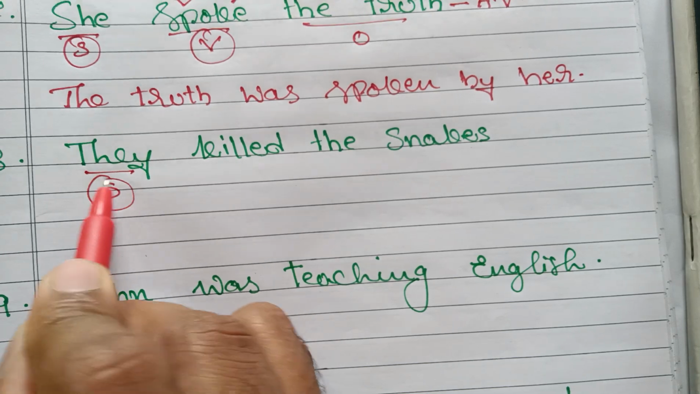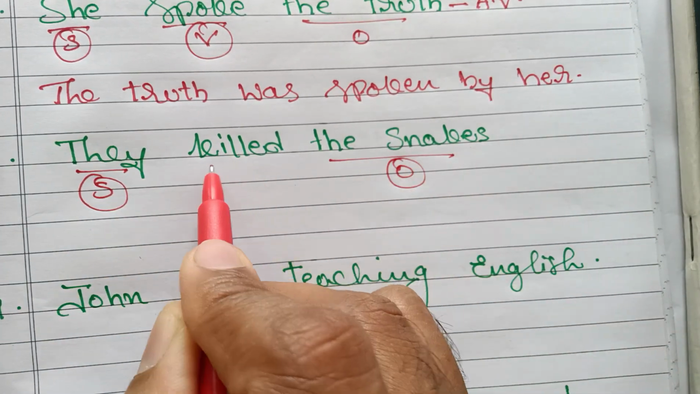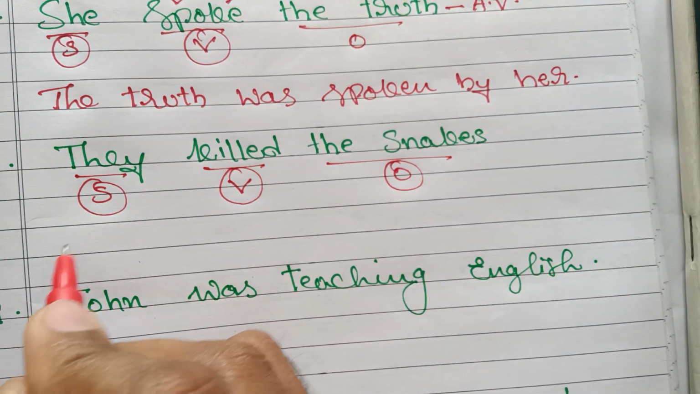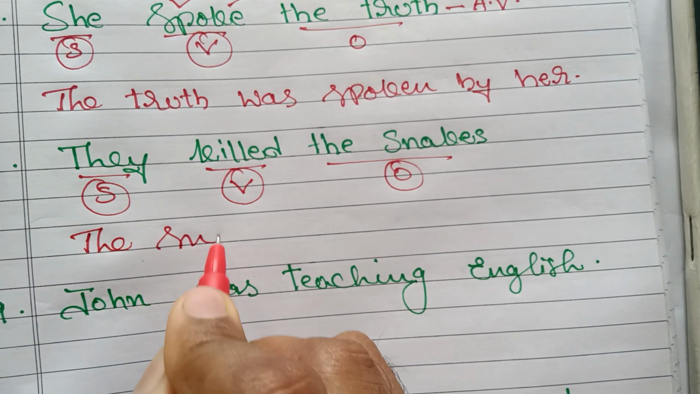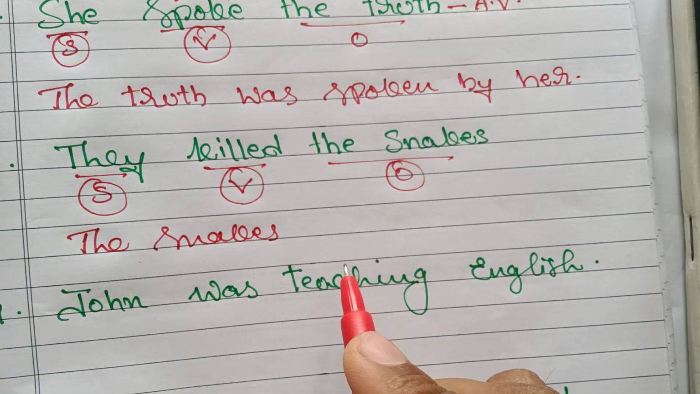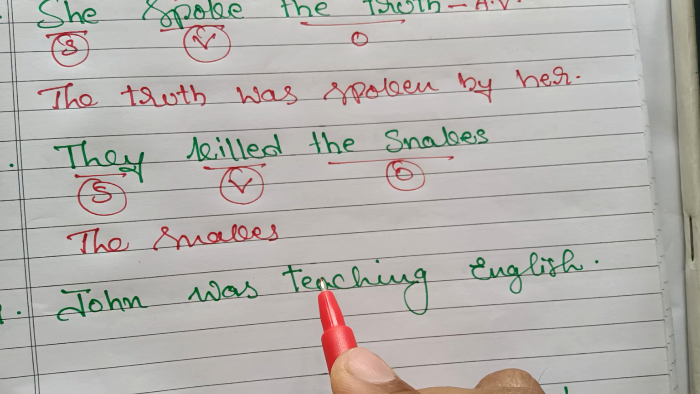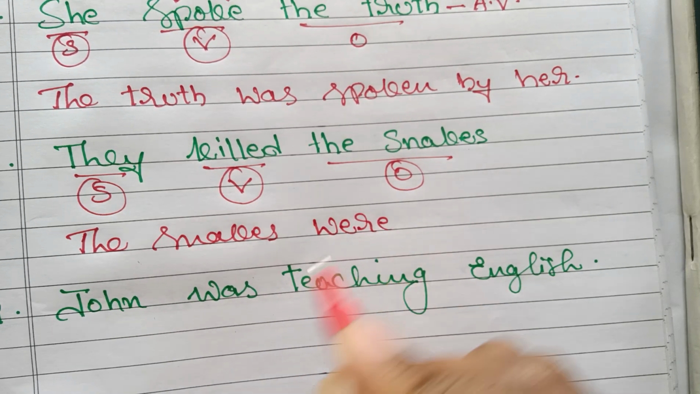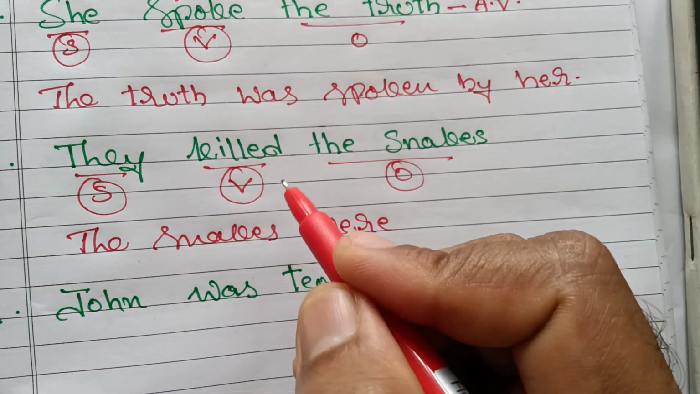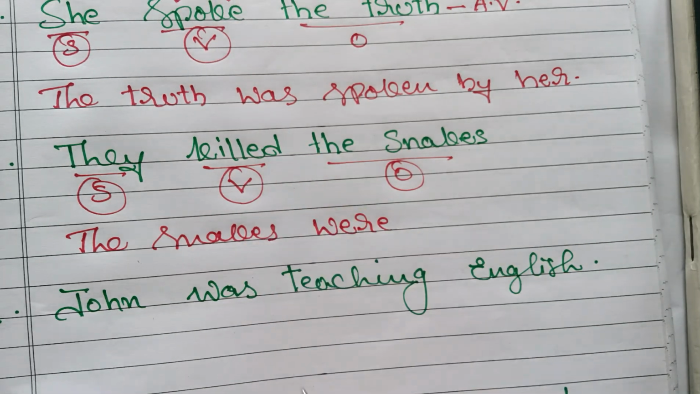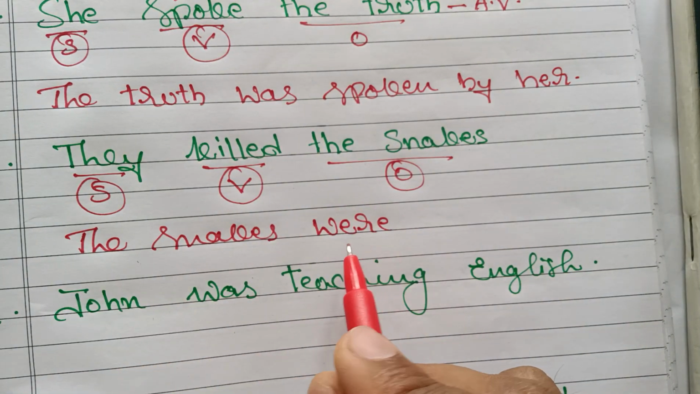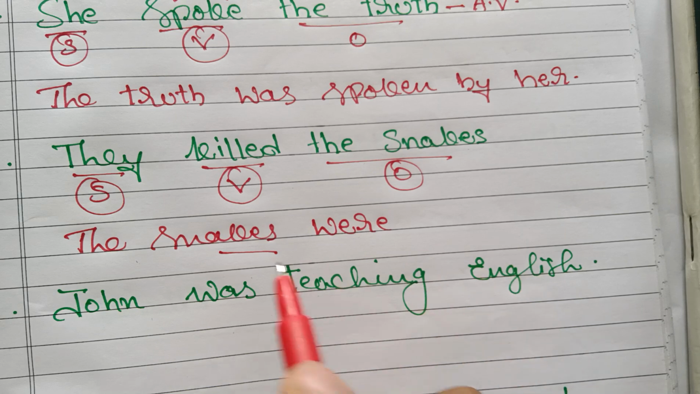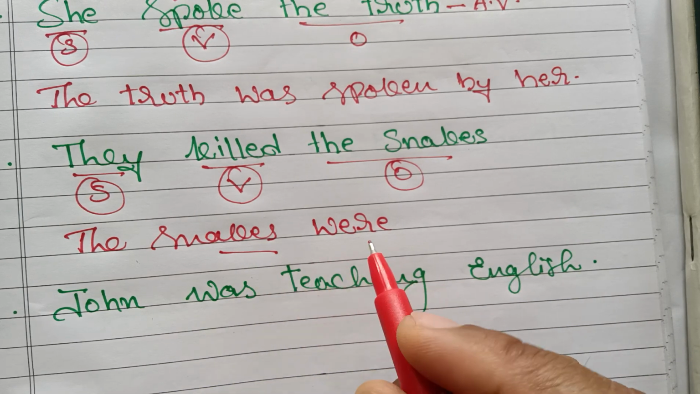They subject, the snakes object, killed verb. Now how to change this one? The subject becomes here object, the snakes. So I have to use is or are or were or was. The snakes were. Why not are? No, it is in past tense. The verb is in past tense. V2 simple past. So the snakes were. And why can't I use was? Because it is plural. The snakes, the children, the books. For plural use were. The snakes were killed.